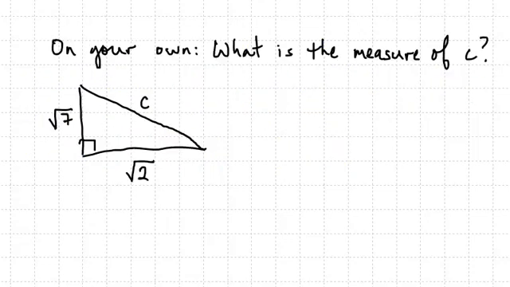Instead, I'm going to leave you with a question to try for yourself. I've drawn a right triangle here for you. I've labeled two of the legs, one as square root of 7 and one as square root of 2. I want you to find what the measure of C is.